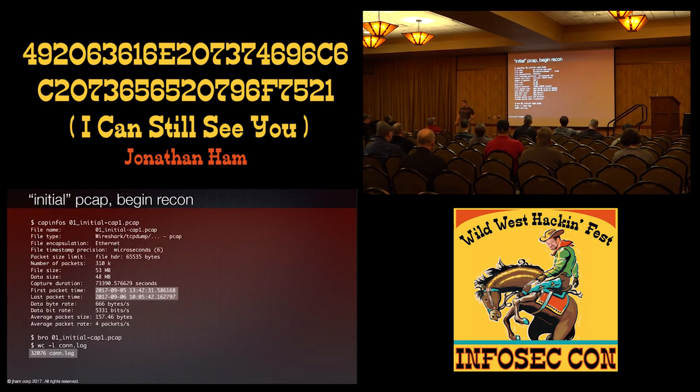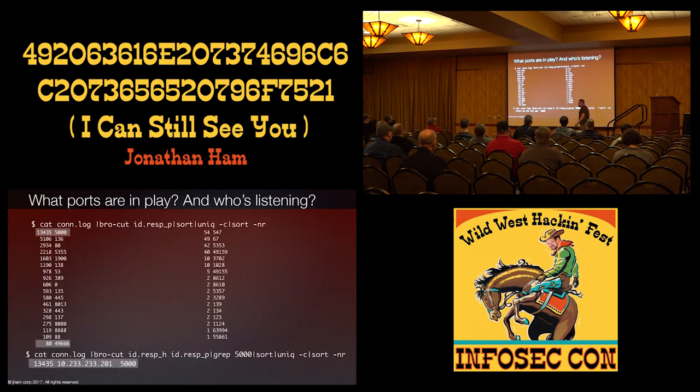All right, so here's my recon on the initial pcap. I ran capinfos on it to see when it started and when it stopped. That's the bounds for my timeline. I know the boundaries for when it happens, and then I ran Bro on it and just did a word count on the conn log to see how many conversations this pcap contains. We can see about 32,000 conversations in this pcap. All right, what ports are being used on this network?